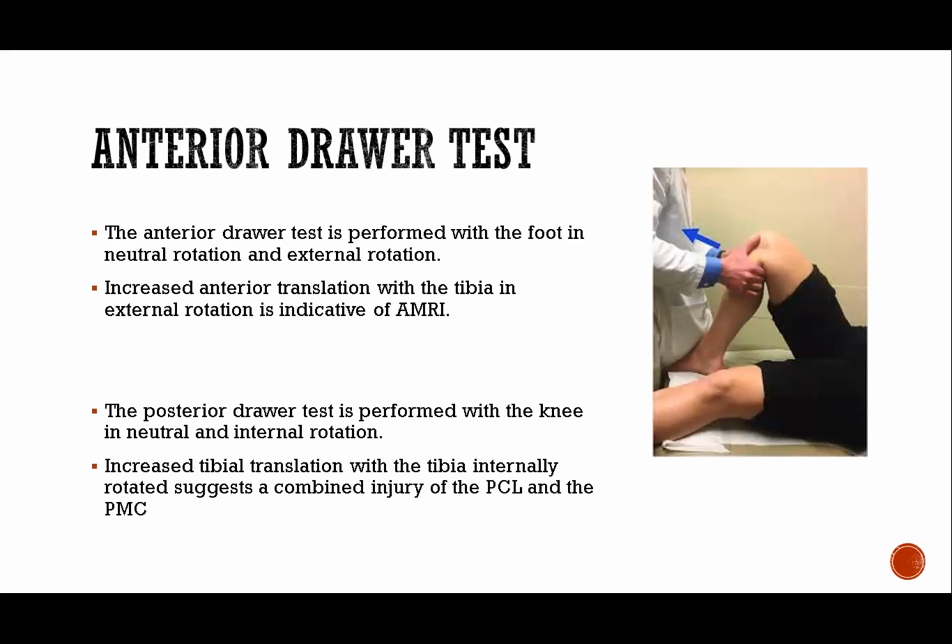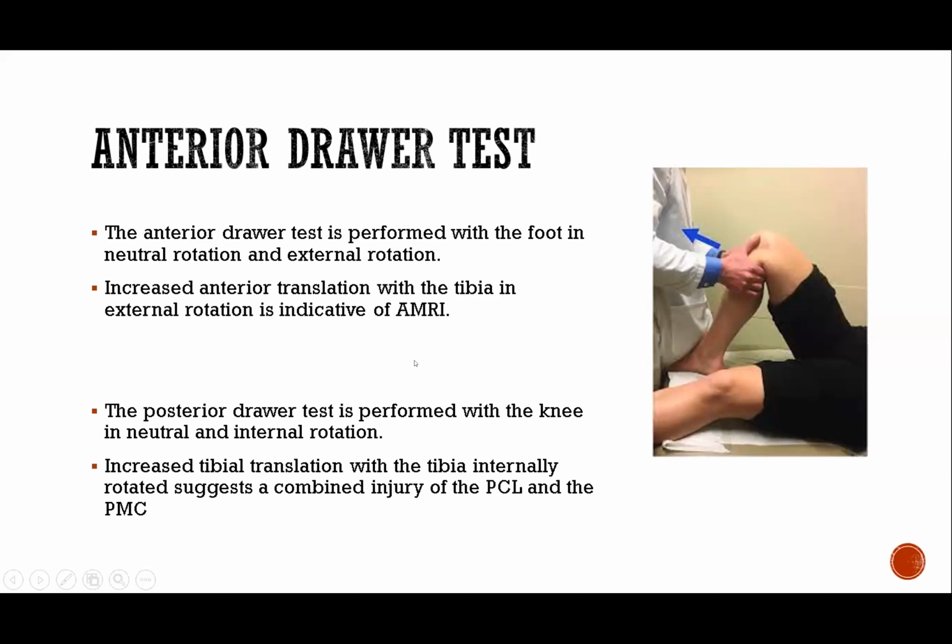The anterior drawer test is actually performed with the foot in neutral rotation and external rotation. So increased anterior tibial translation in external rotation is indicative of AMRI. So the posterior drawer test. Anterior drawer test is done in external rotation. Posterior drawer test is done in internal rotation.